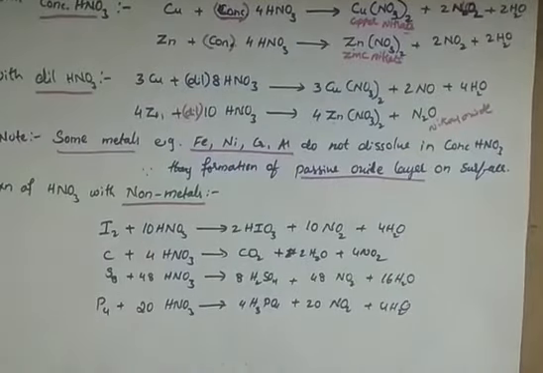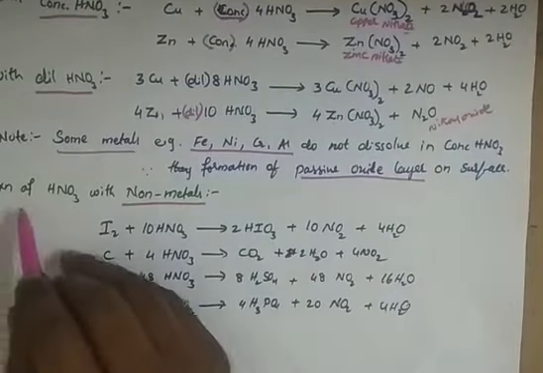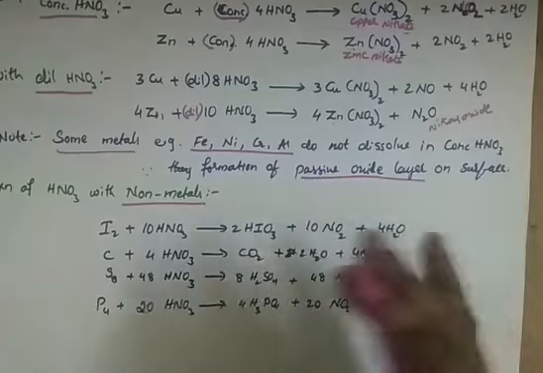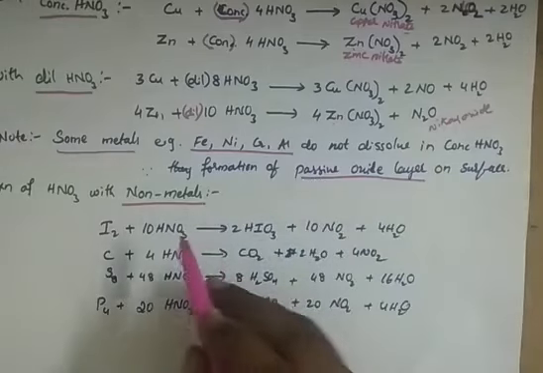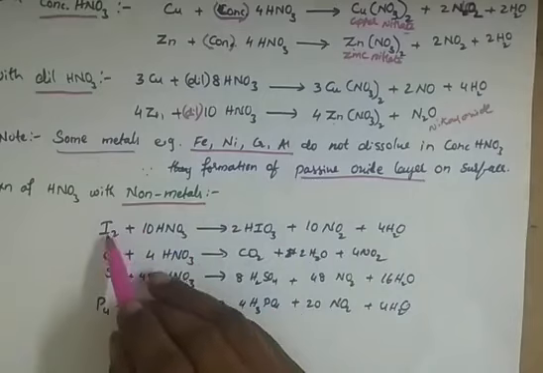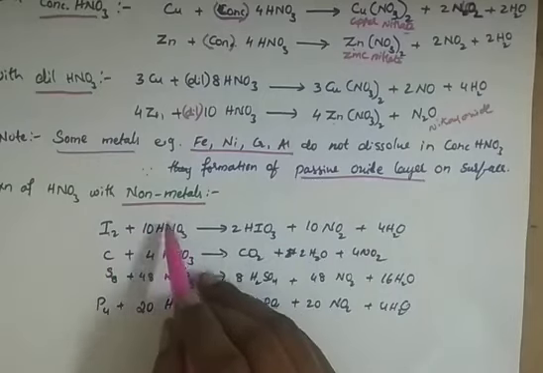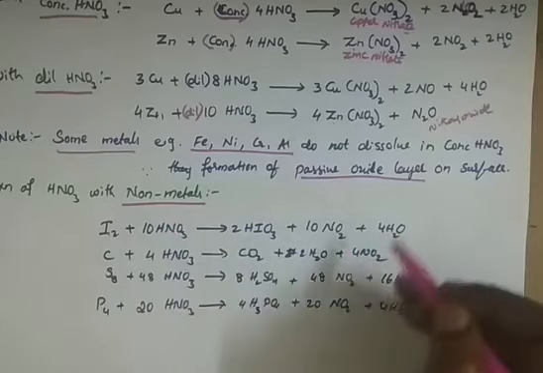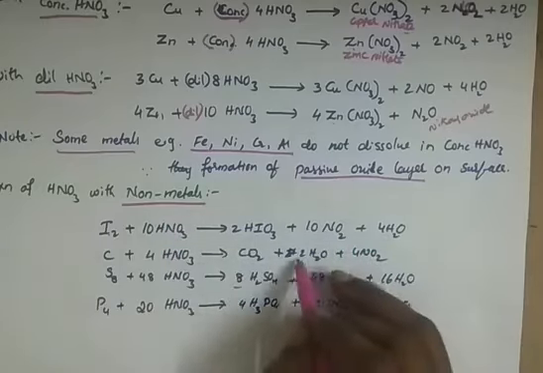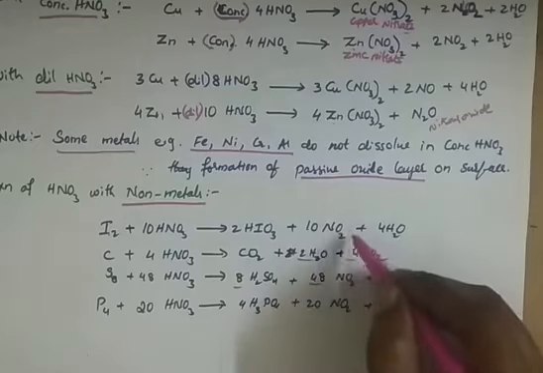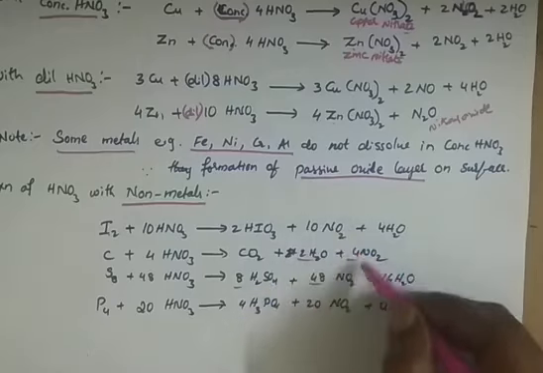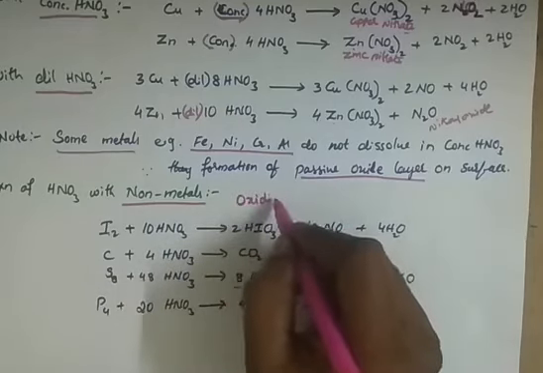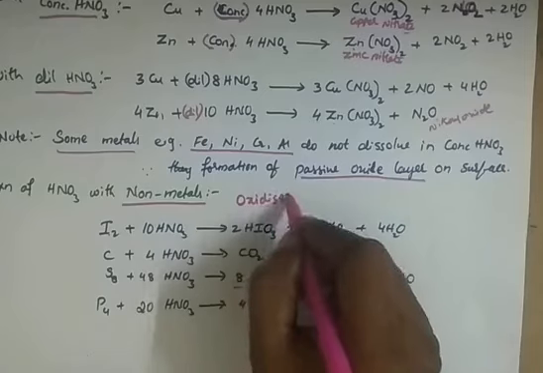Then coming to the reaction with non-metals. Non-metals all come in the p-block; most of your p-block elements are non-metals, right? So iodine reacts with HNO3 to form HIO3, NO2 and H2O. Just try to remember at least a few; no need for the stoichiometric ratios. In all of them NO2 is common, and again HNO3 acts as an oxidizing agent only.